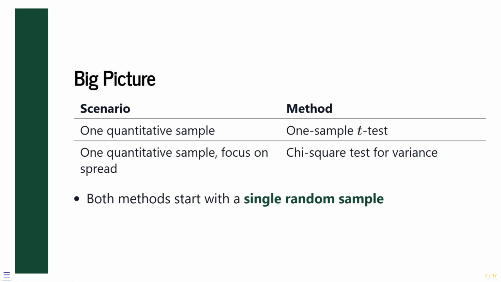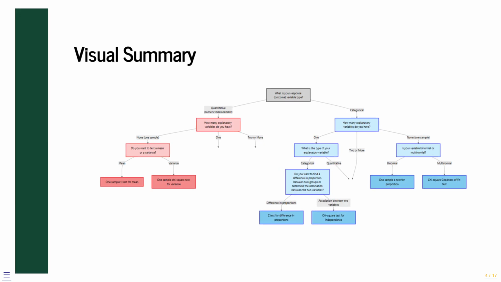At a high level, one quantitative sample can lead to two common questions. We may want to test a claim about the population mean, or we may want to test a claim about the population variance. This image shows where these one-sample methods fit in the overall flow of methods for quantitative response variables.